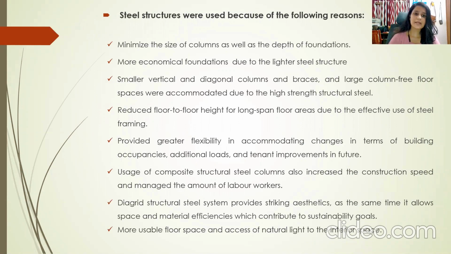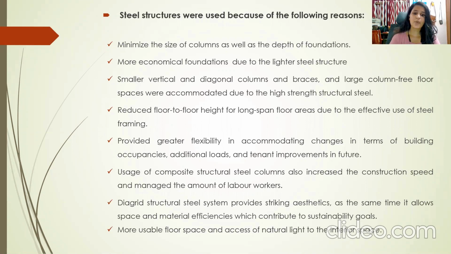This system helped to minimize the size of columns as well as the depth of foundations. As a result of the lighter steel structure, it helped to build more economical foundations. Due to the usage of high-strength structural steel, it helped to create smaller vertical and diagonal columns and braces. As a result of that, it helped to accommodate more large column-free floor spaces. Due to the effective usage of steel framing, it reduced floor-to-floor height for low-span floor areas.